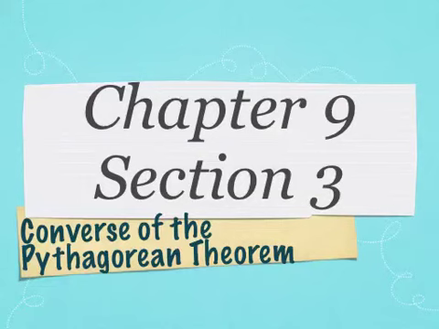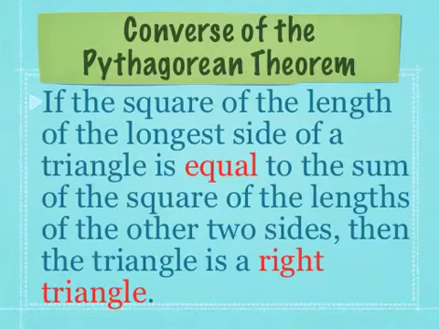Section 3, Converse of the Pythagorean Theorem. The converse of the Pythagorean theorem says that if the square of the length of the longest side of a triangle is equal to the sum of the squares of the lengths of the other two sides, then the triangle is a right triangle. So basically, in the last lesson, we knew that we had a right triangle, and so we could use the Pythagorean theorem to find the length of a missing side.